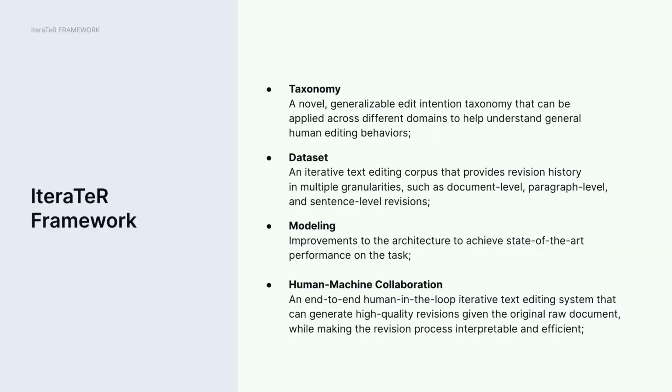And finally, we built a human-in-the-loop text editing system to make the revision process more interpretable and efficient. And by analyzing all of these different things and the differences between how humans revise text and how we are able to model the process of text revision, we are able to provide some really in-depth insights about the differences and the challenges that are there to align the two processes.